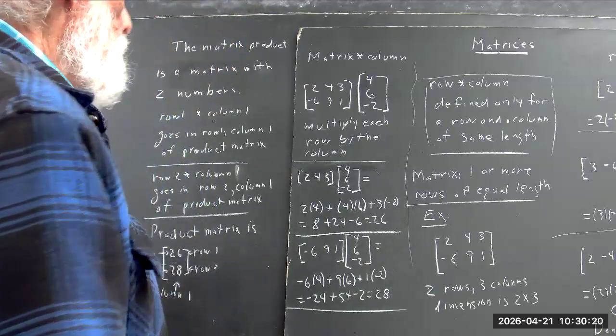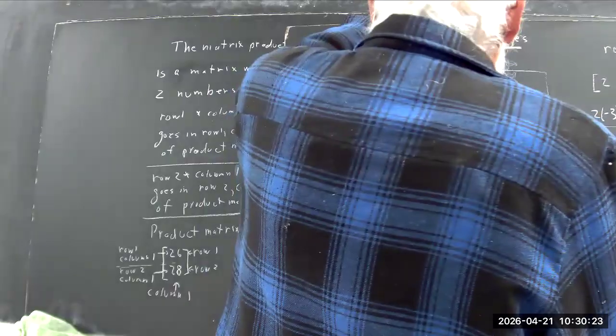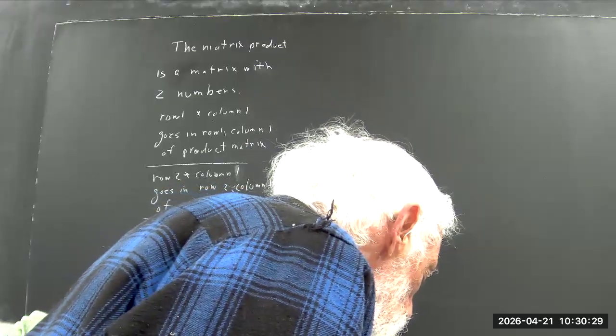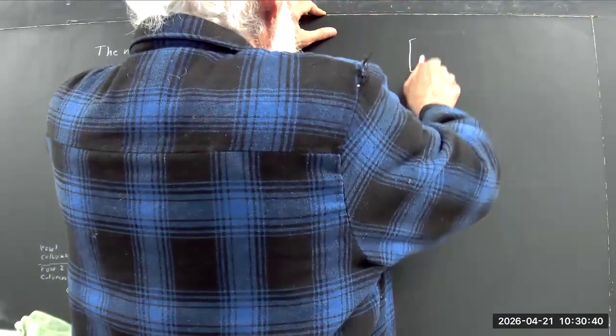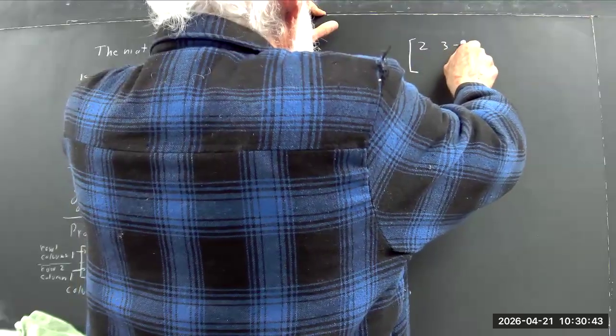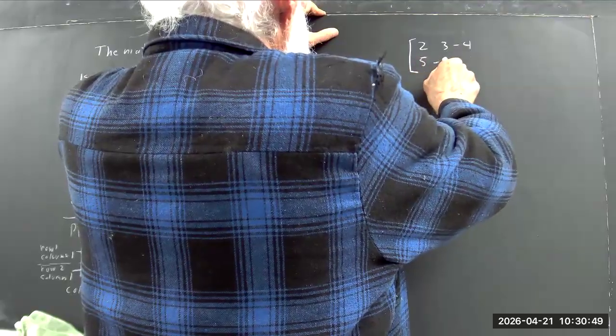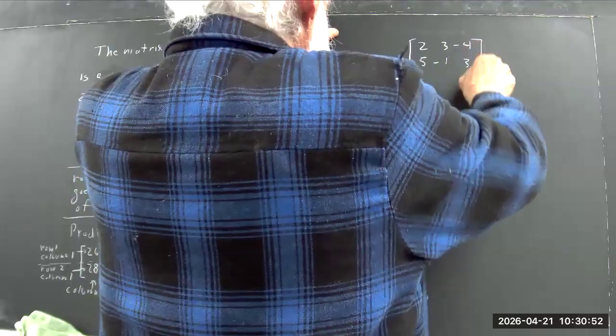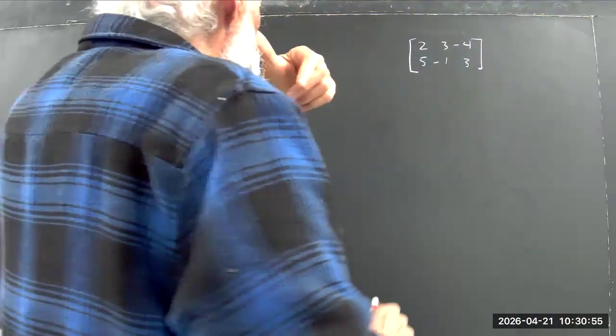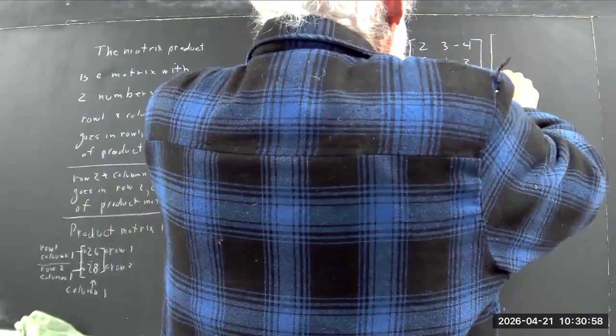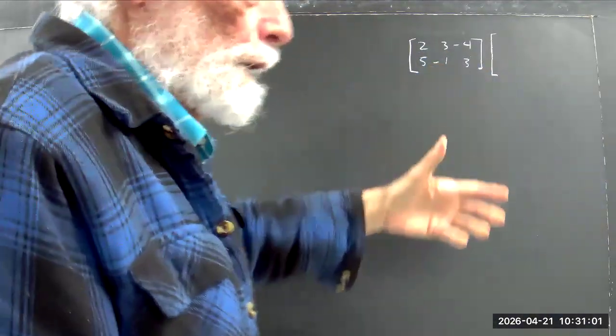Now we're going to do another matrix product. We're going to multiply a matrix with two rows. This matrix will be 2, 3, -4, 5, -1, 3. And we're going to multiply this matrix by the matrix with two columns.